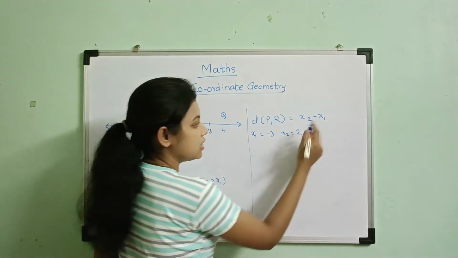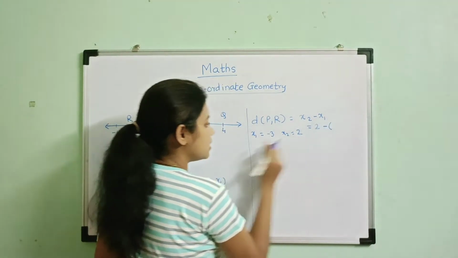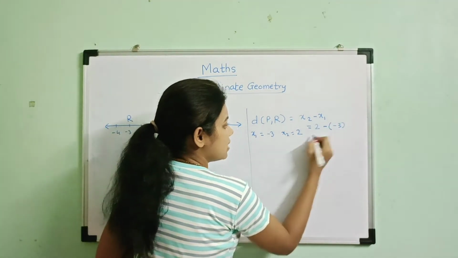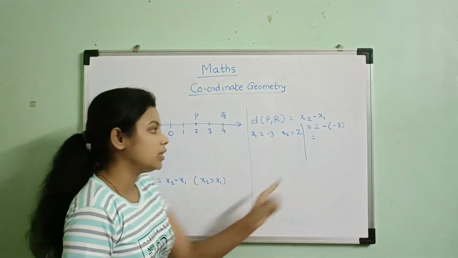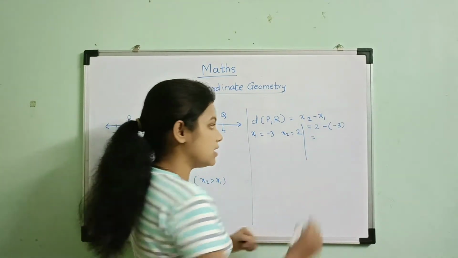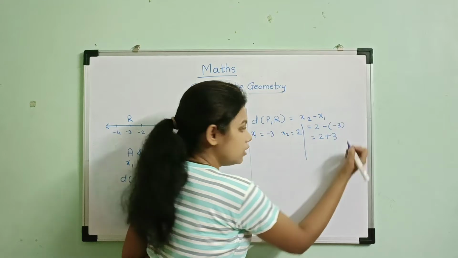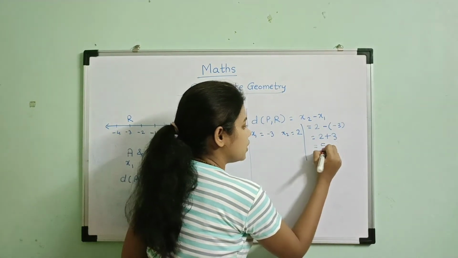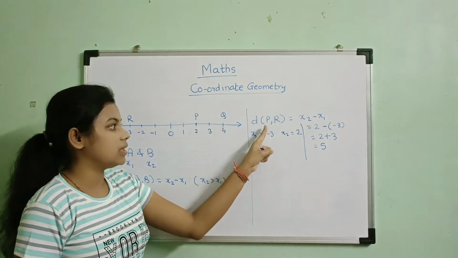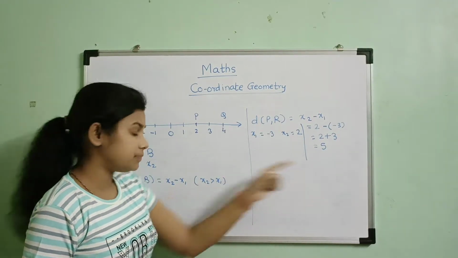And what is x2 here? x2 is 2 minus what is x1 here? Minus, and all of you are aware that minus into minus becomes plus. Then what will we get here? 2 plus 3, and 2 plus 3 equals 5. Means the distance between the points P and R equals 5.